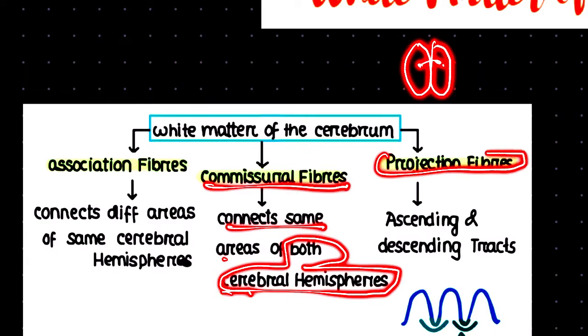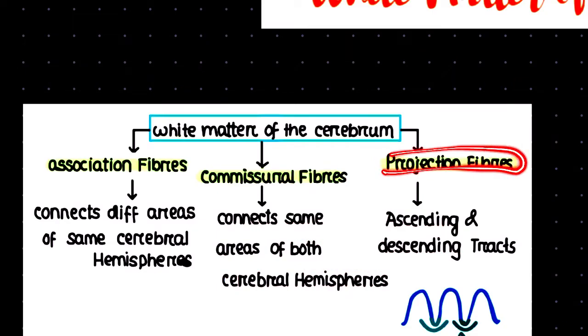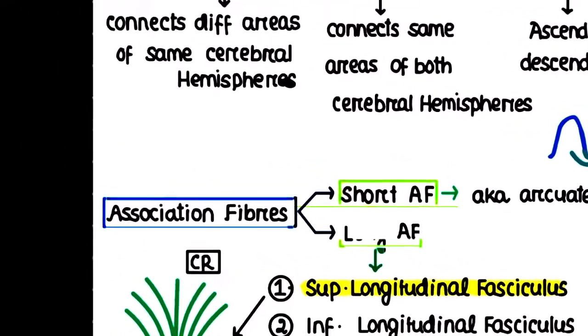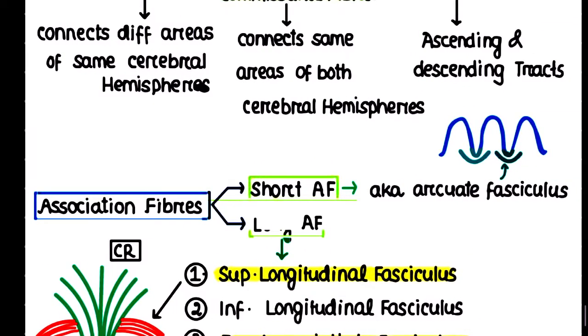And projection fibers include the tracts or pathways of the ascending and descending tracts, the ones that project away from the cortex and toward the cortex. So these are included under projection fibers. Now without delay, let's begin our discussion with association fibers. As I've already mentioned, association fibers connect different areas of the same cerebral hemisphere. That's all. Association fibers are of two types.